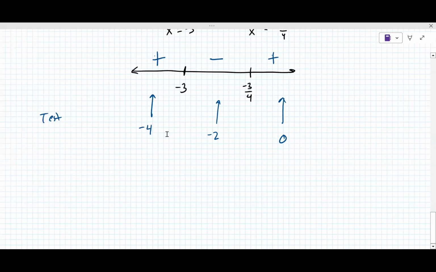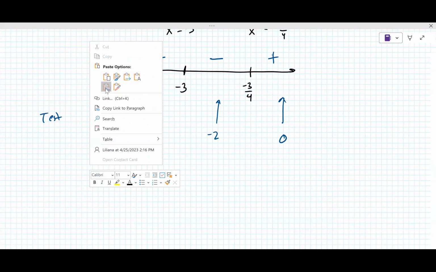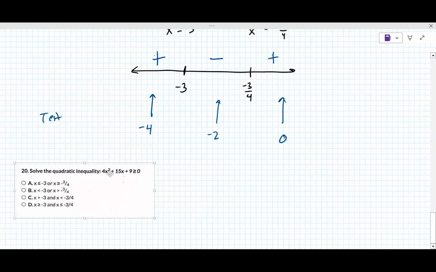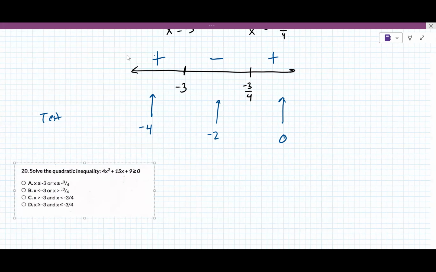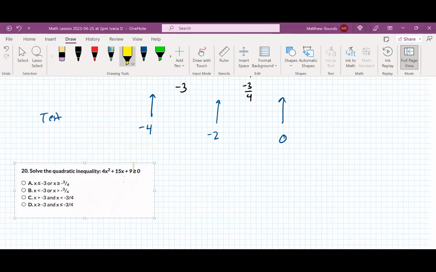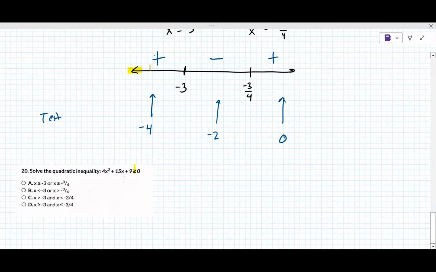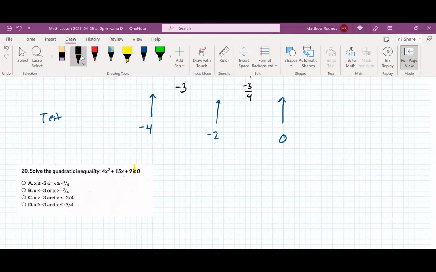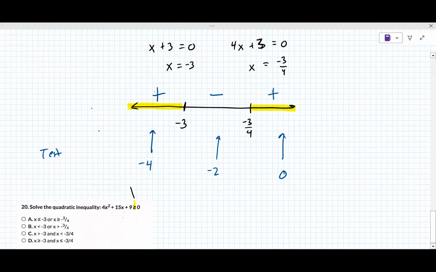Now I'm going to snip in the question again. And notice we're looking for where it is greater than or equal to 0. So we want this region on the left, this region on the right. Do we include -3 and -3/4? Basically, that's based on this symbol down here. Do we have a filled in or not filled in at the top on the number line?